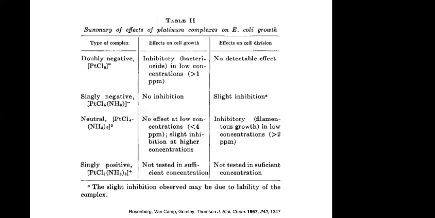And so here's a table from the paper summarizing some of these effects. And you can see platinum 4 hexachloride 2 minus doesn't have an effect on cell division. If you put one ammonia ligand on for a chloride and have a 1 minus charge, you see a slight inhibition. The neutral species, these were the ones that were strongly inhibiting. And then the positive species, they didn't have high enough concentrations.